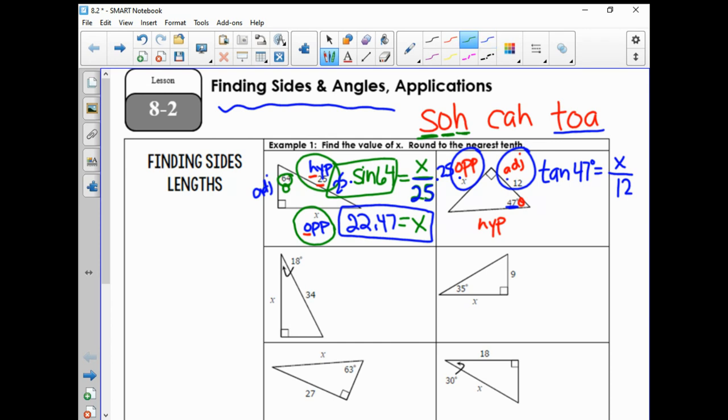Again, now we just solve, get x by itself. We don't like the divided by 12, so multiply by 12. And in our calculator here, let's go ahead and plug it in. 12 times the tangent of 47 is equal to 12.87. We'll round it right there. 12.87, and we're done. Okay, let's look down here at this next one.